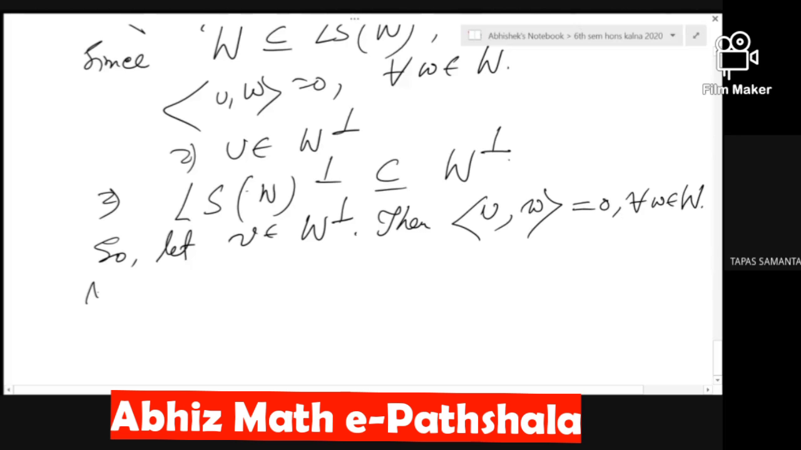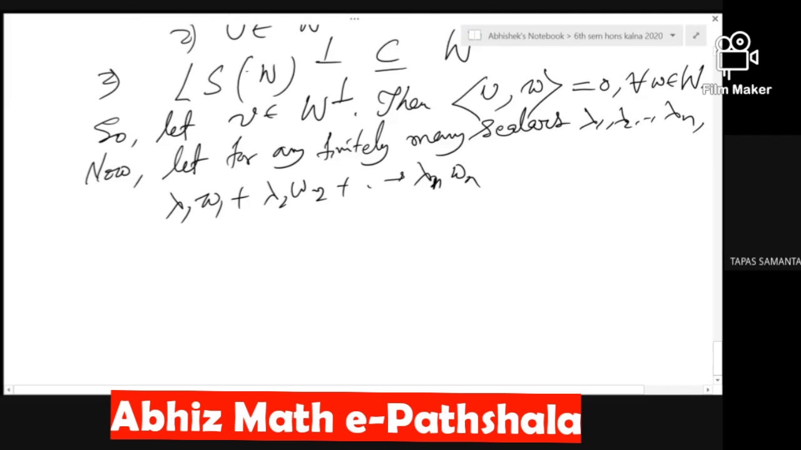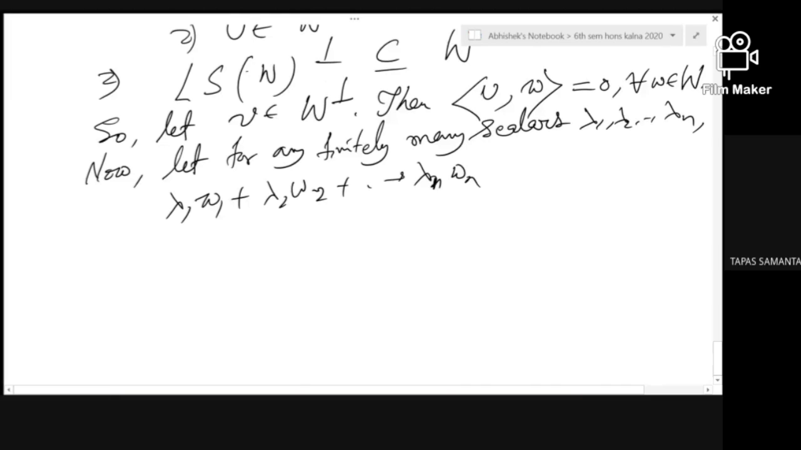Now take any finitely many scalars lambda 1, lambda 2, ..., lambda n. Then lambda 1 W1 plus lambda 2 W2 plus ... plus lambda n Wn is always a member of the linear span of W.